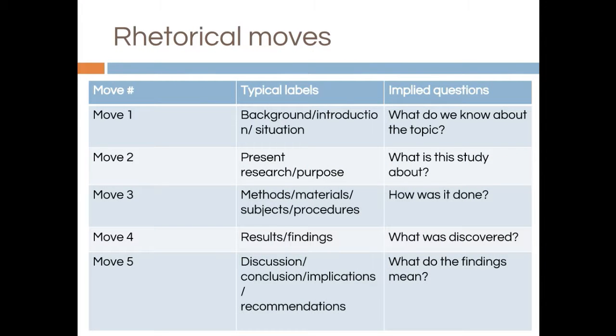Now that you have read an abstract, you will see that there are different parts of the abstract. These parts are also called rhetorical moves, and there are 5 moves identified. The first move explains the background and introduction of your research. It should answer the question, what do we already know about the topic? Next, move 2 will present the research question and the purpose. It should answer the question, what is this study about?